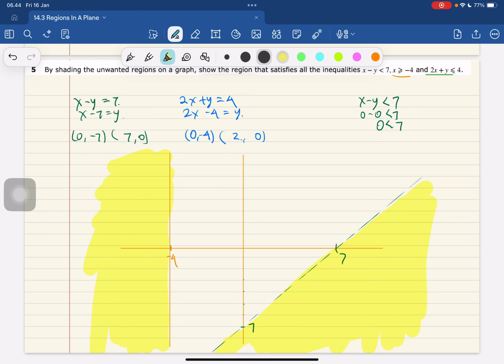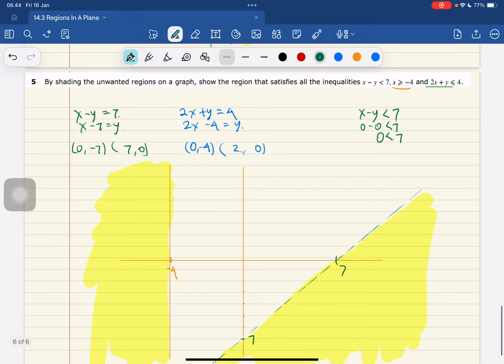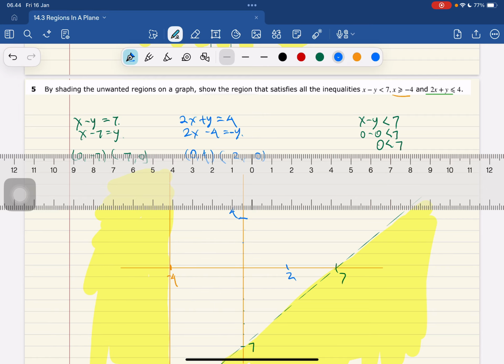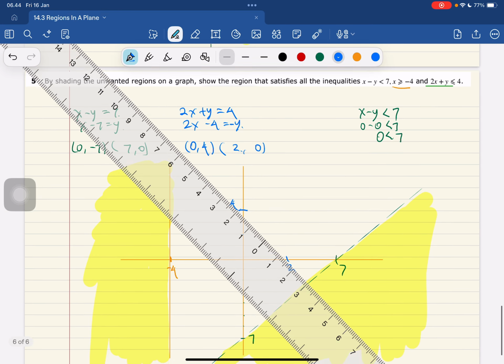Next line. I made some mistake first. Wait a moment. So when x equal to 0, y equal to 4. Okay, so 1, 2, 3, 4, here 4. And this is 2. As this is less than or equal to, we can just make it a full line.